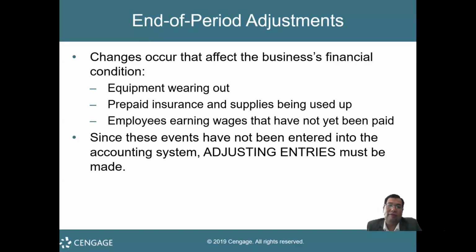There are certain reasons. For example, the equipment that we use might be wearing out, so we need to provide depreciation and reduce the value of that equipment. Or maybe some item, for example insurance that we have paid before, is already being used. Or there are employees' salaries or wages that have not yet been paid. So all these items, all these events, should be considered, and we should make certain adjustments to the balances in our trial balance. This is what I'm going to cover today.